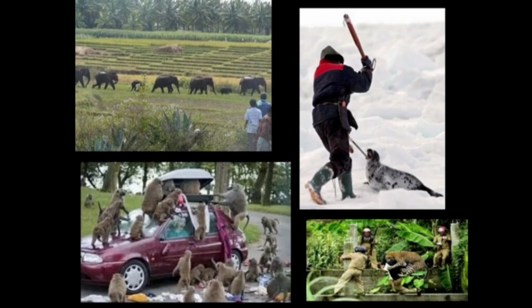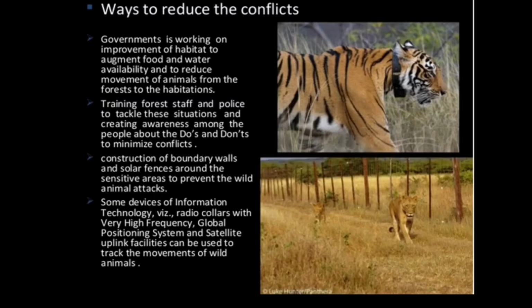Ways to reduce the conflicts. Governments are working on improvement of habitat to provide food and water availability to wild animals and to reduce movement of animals from the forest to the habitations. Training forest staff and police to tackle these situations, and creating awareness among the people about the do's and don'ts to minimize conflicts. Construction of boundary walls and solar fences around the sensitive areas to prevent wild animal attacks.